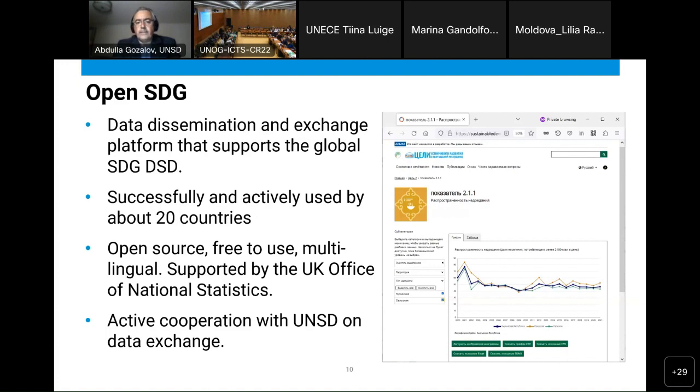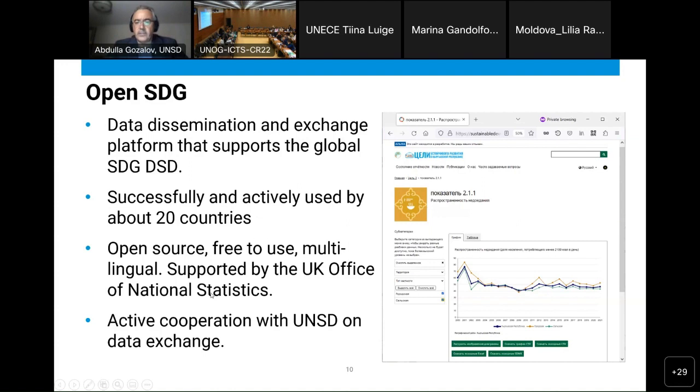It's actively used by, I think, over 20 countries, and UNSD has cooperated quite well with the ONS on this in terms of data exchange. So why I think that this is very important, because this is a platform that supports a global data structure definition. And I hope that eventually more platforms will be created that support global data structures.